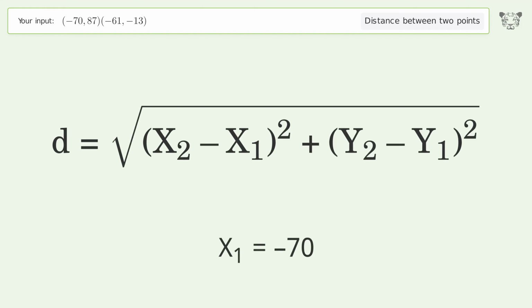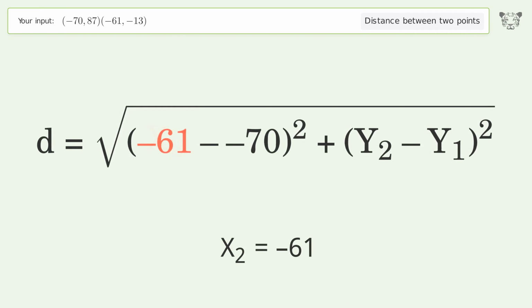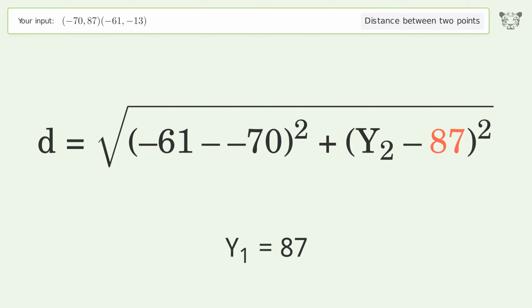x1 equals -70. x2 equals -61. y1 equals 87. y2 equals -13.